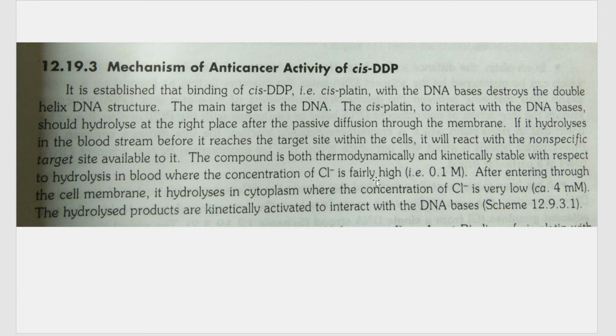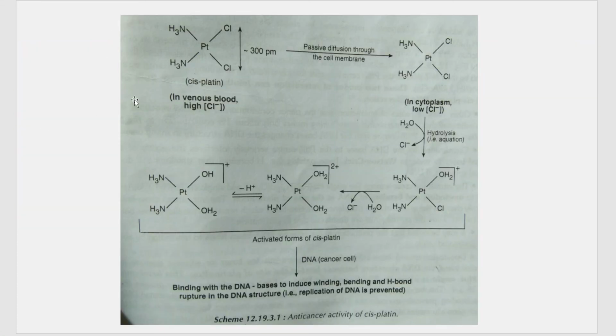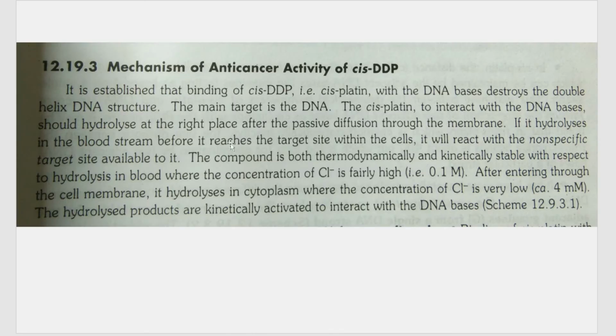This is cisplatin. Here in the blood, the Cl minus concentration is very, very high. These two sites are the ones that undergo hydrolysis. The Cl parts are the replaceable parts; they are replaced by water molecules. So in the blood, where the Cl minus concentration is fairly high, for this reason it will not undergo hydrolysis in the blood.